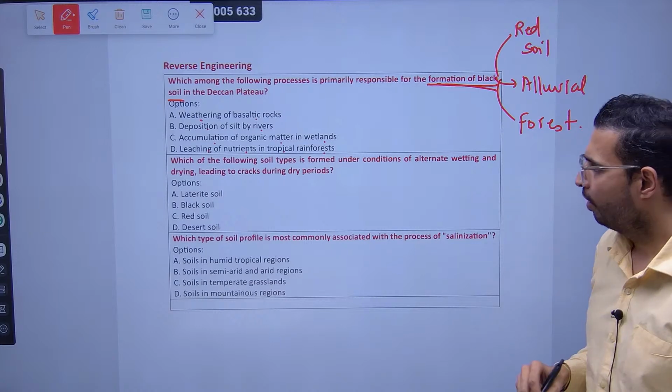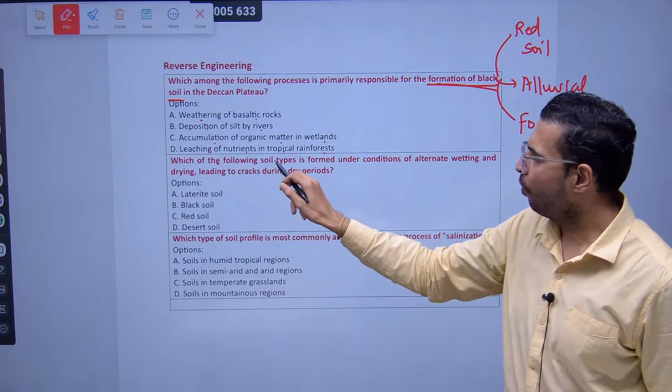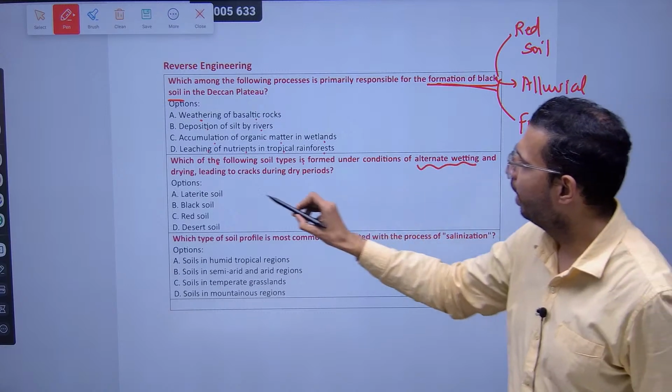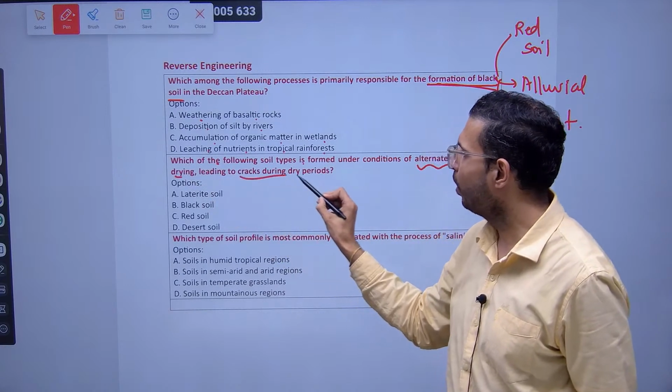Yes. Then the next question: which of the following soil types is formed under the condition of alternate wetting and drying leading to the cracks during the dry period.